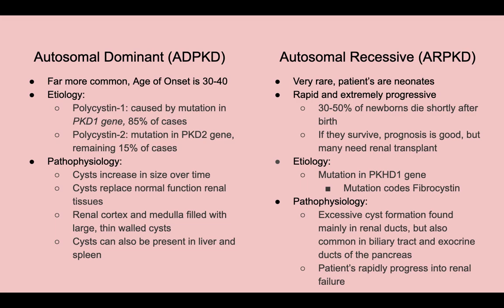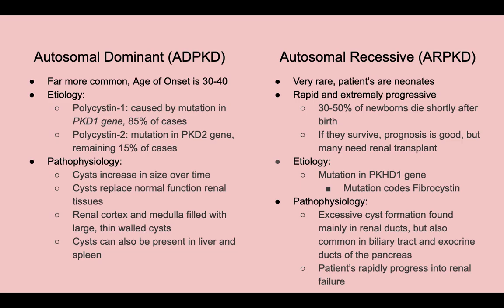For autosomal recessive, this is exclusively in neonates and it's very rare. At birth, they rapidly progress into renal failure. About 30 to 50% of the newborns die shortly after birth. If they do survive, the prognosis is good, but they will almost 100% of the time need a renal transplant.